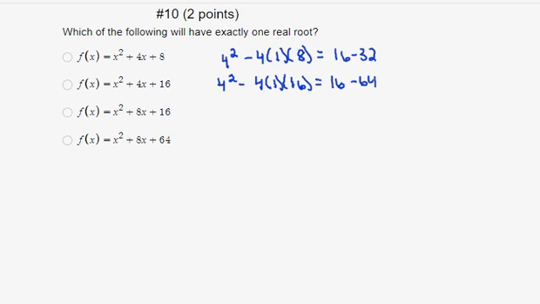It's not that one. Now we have 8 squared minus 4 times 1 times 16. Now we have 64 minus 64, and there we have it. That definitely equals 0. So that is the one that will have exactly one real root.